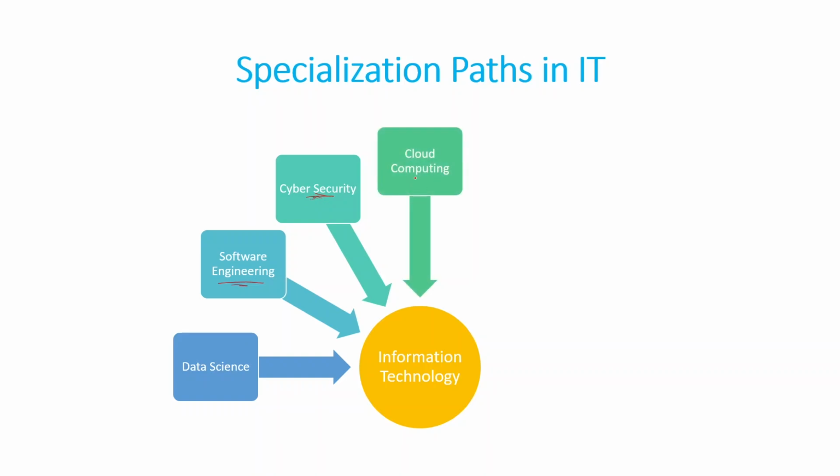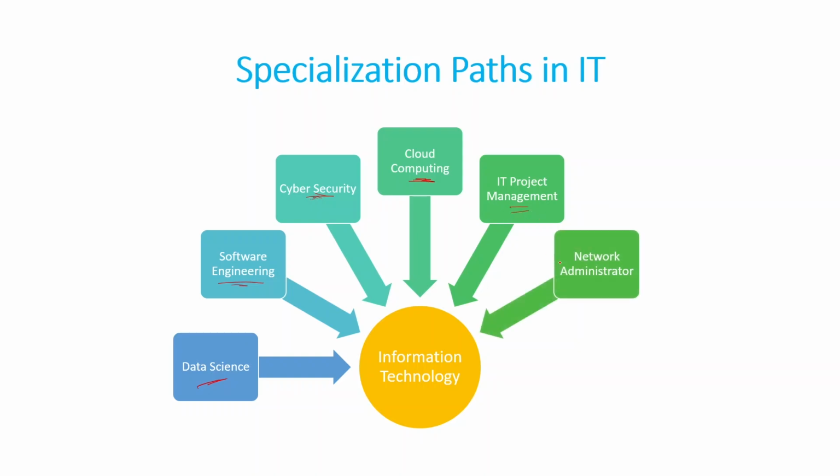After that we have cloud computing. Again, now we have a huge demand for this field also. You can see there's Amazon cloud, Google cloud, these kinds of data centers are going to be handled by people specialized in this field. Then after that, IT project management is another field. After that we have networking. Then after that we have artificial intelligence.